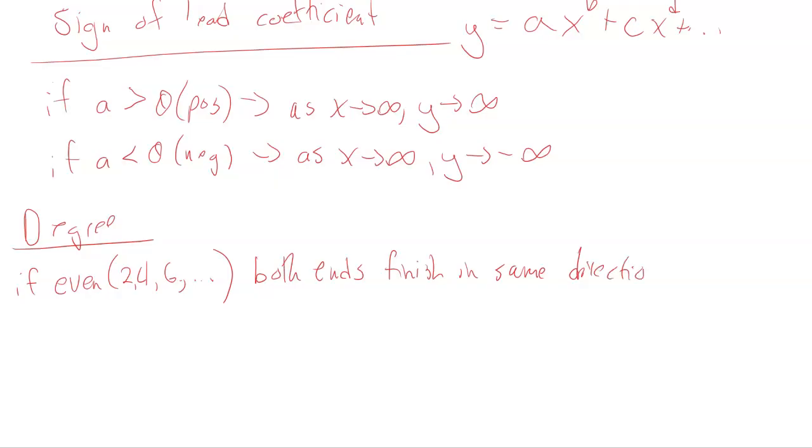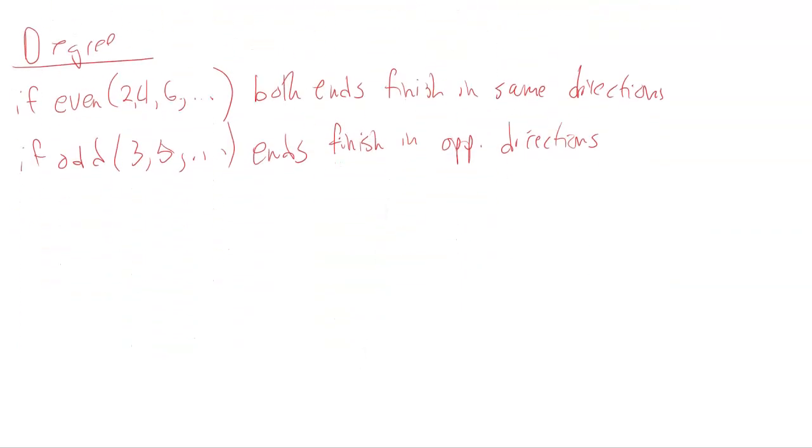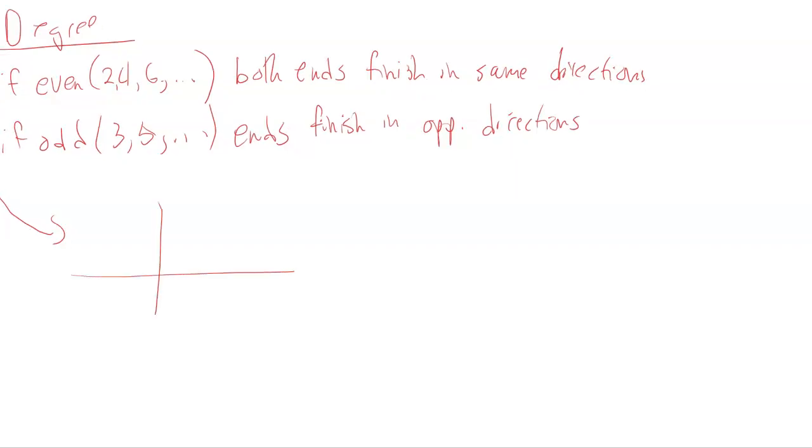Okay, I'll put examples up of both these scenarios here. If the degree is going to be odd, so an odd number, 3, 5, so on from there, that means that the ends finish in opposite directions. I'm just going to abbreviate the opposite directions. Okay, so if we're talking about an even degree polynomial, it'll look something like this.